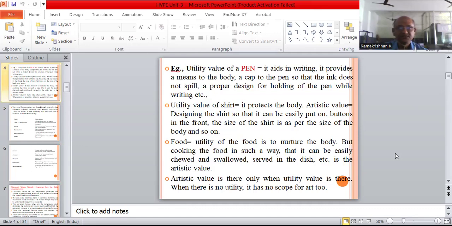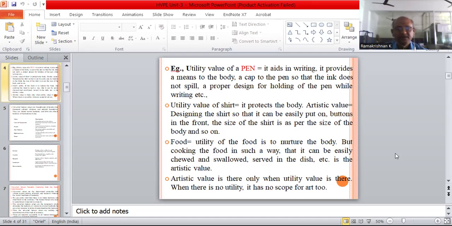Similarly, another example is food. Normally, the utility value of food is to nurture our body for our health. But in the artistic perception, it can be cooked in a different way so that it can be easily swallowed and chewed without much difficulty, even by older people, and it can also be served hot in a dish. So it comes under the artistic value.